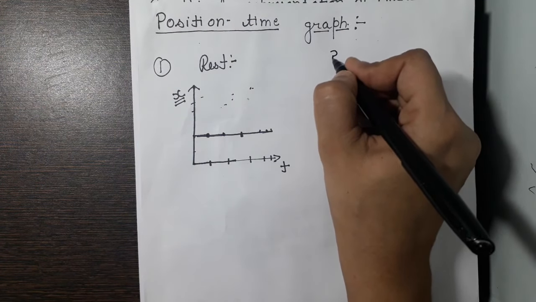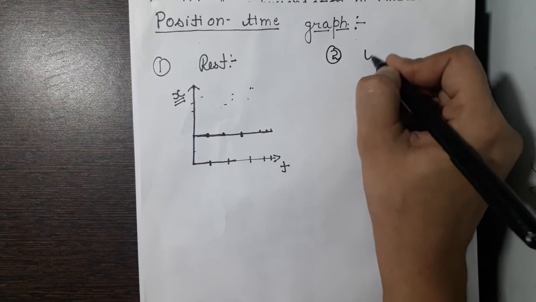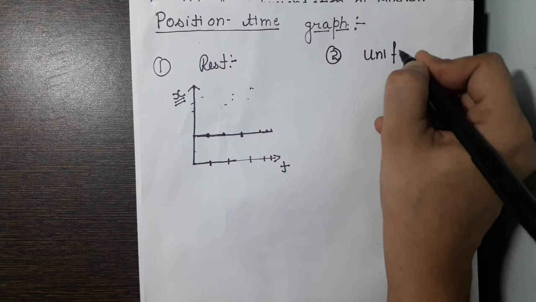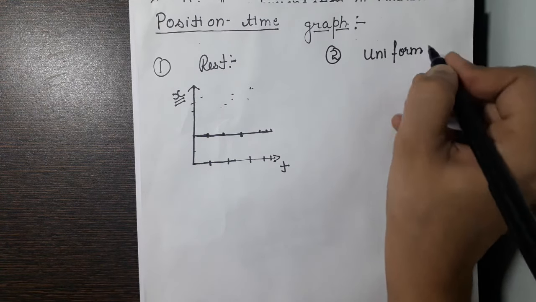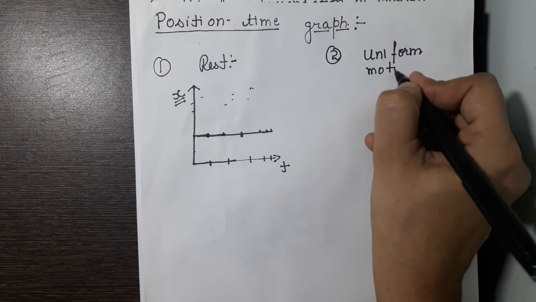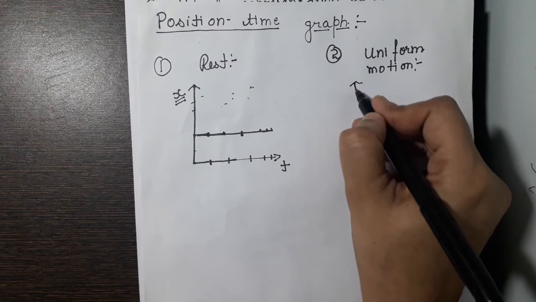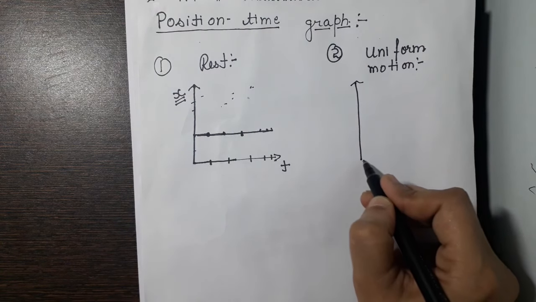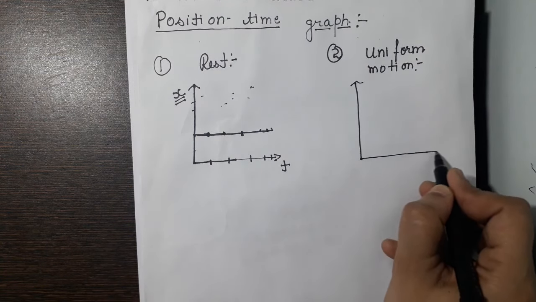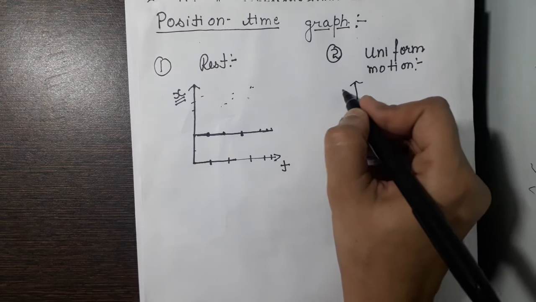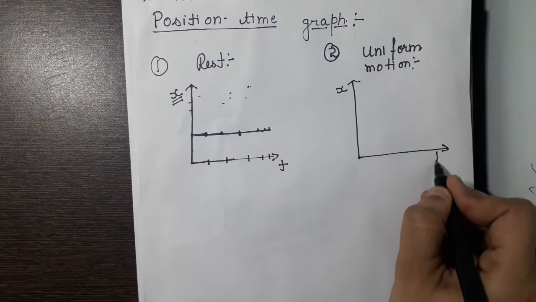Next, second graph is of uniform motion. We have already discussed it, uniform motion, that body will cover equal distance in equal intervals of time. For example, x, t.